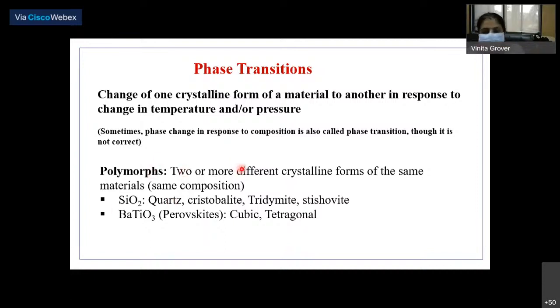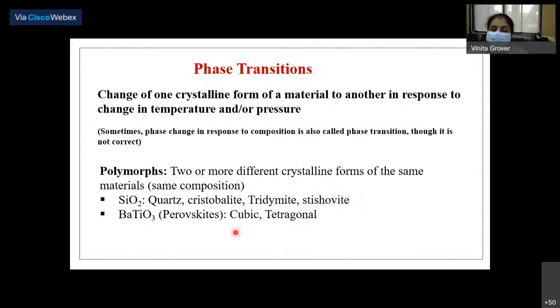So what are polymorphs? We just said that change of one crystalline form to another is a phase transition. Those two crystalline forms which get converted into one another are called polymorphs. So, two or more different crystalline forms of the same material. The composition is the same, but they have different crystal structures. For example, silica has many crystalline forms. One is quartz. All of you have seen quartz glassware. Then cristobalite, tridymite, and stishovite, which is a metastable form of silica formed at high pressure.